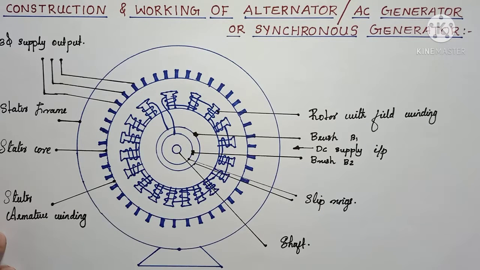Here we are going to see the construction and working of alternator. Alternator is also known as AC generators or synchronous generators. We know that synchronous generators and synchronous motors come under the family of synchronous machines. Here let us discuss synchronous generators or AC generators or alternators. Already we discussed DC generators.